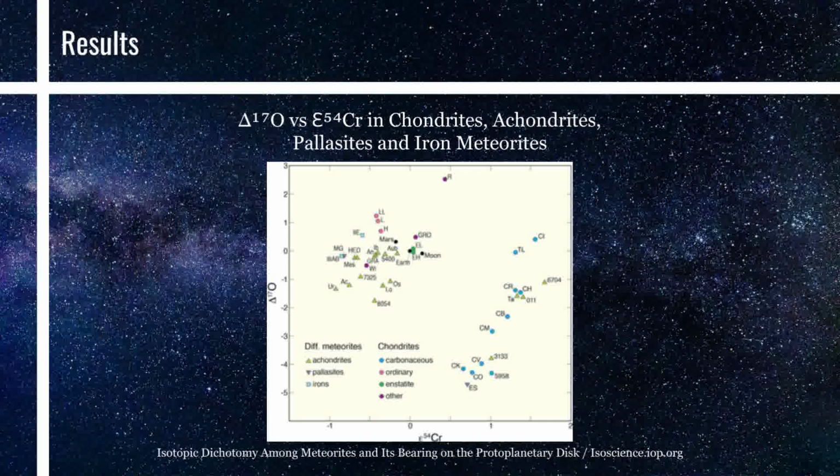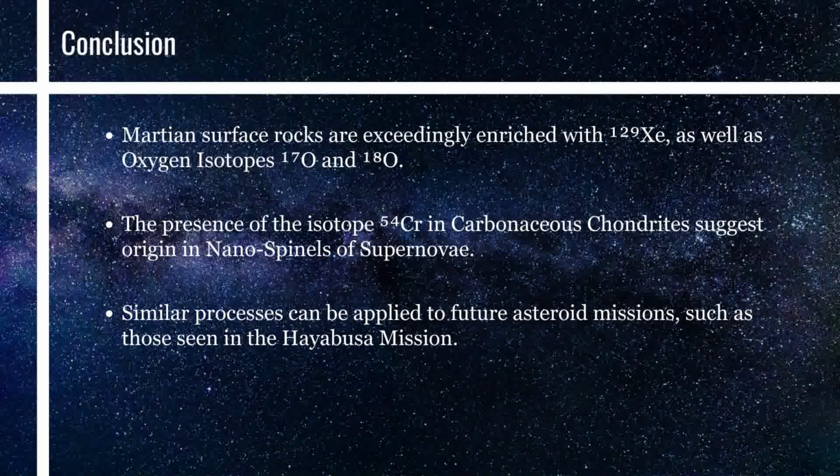As the disk grew, variations within the disk would have been reflected on the meteorites that formed there, leading to the trends observed in the graph. As mentioned earlier, our research focused primarily on 5 isotopes: chromium-54, xenon-129, oxygen-17, oxygen-18, and aluminum-26. Firstly, directing our research focus to carbonaceous chondrites.